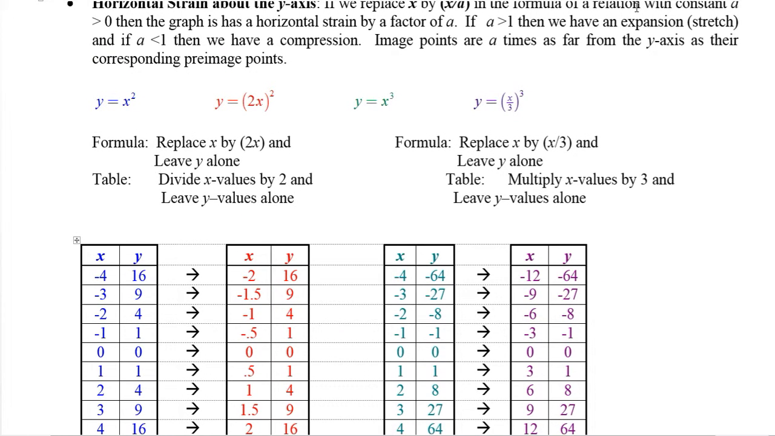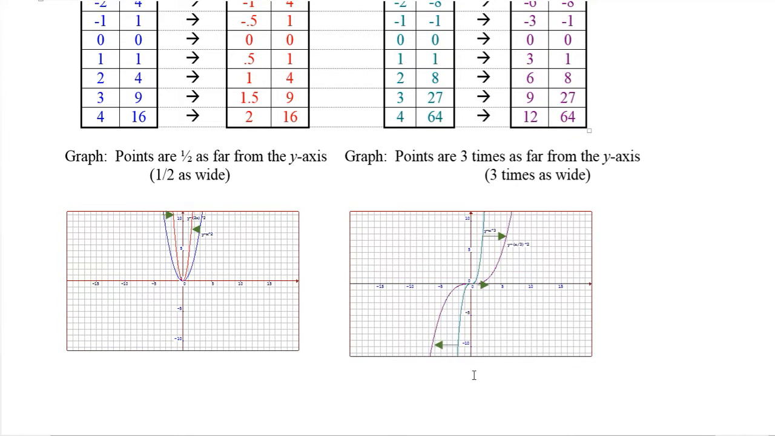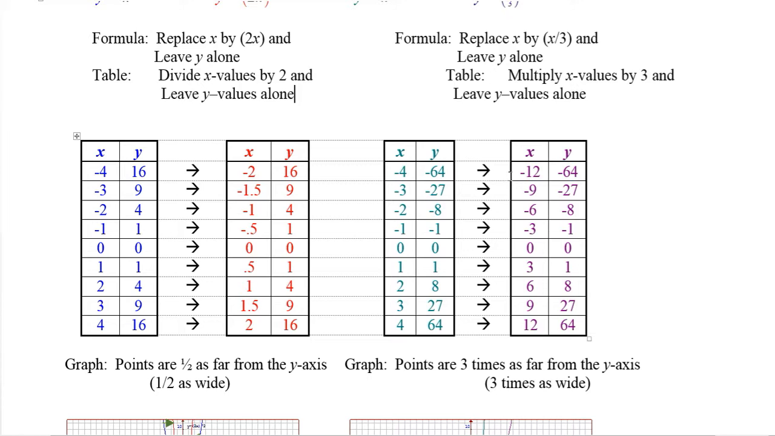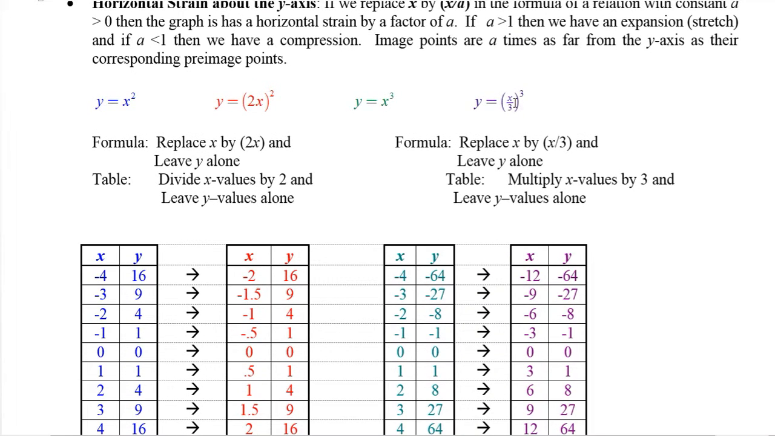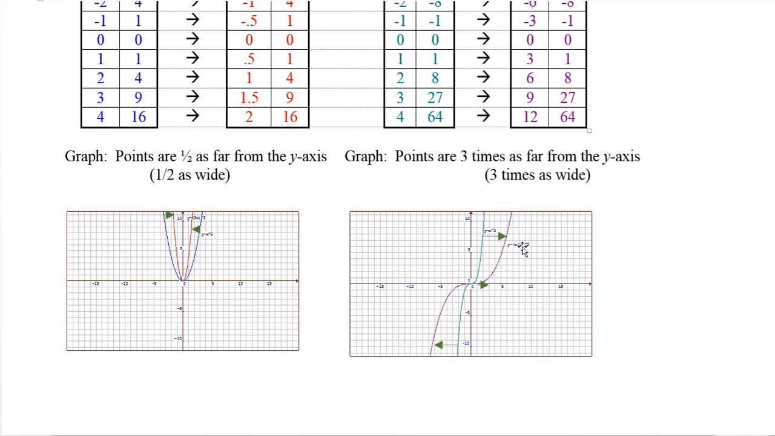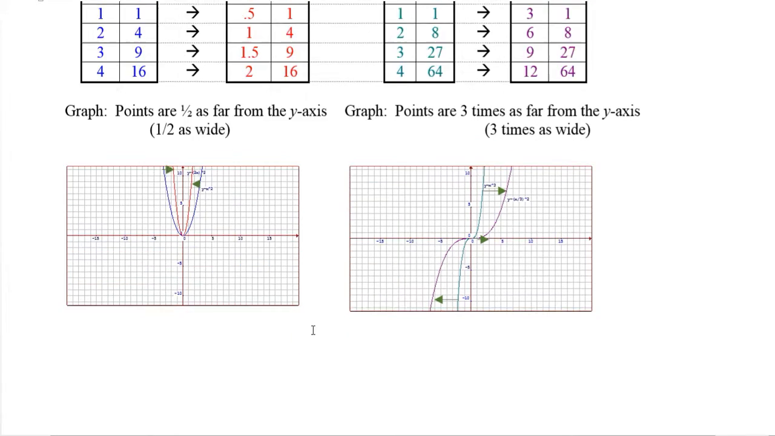Okay. Similarly here, if we replace x by x divided by 3, we did it with y equals x cubed. Y equals x cubed is the skinnier green one here. And what we did here is, again, we've left the y coordinates alone, but this time we multiply the x's by 3. See, we replace x by x divided by 3. What you really do is multiply the x values by 3. Leave the y values alone, and so we're 3 times as far from the y-axis. The x coordinates tripled. So now we've sort of grabbed it and stretched it out. A horizontal expansion.